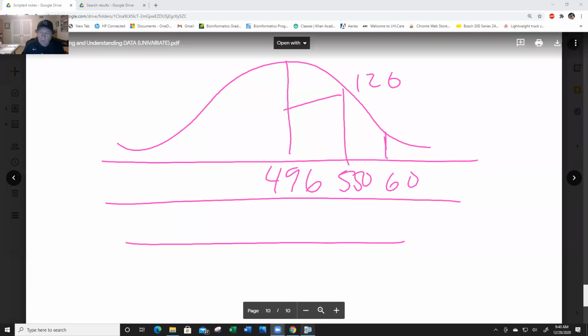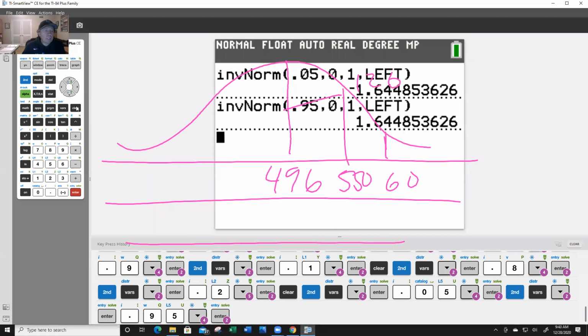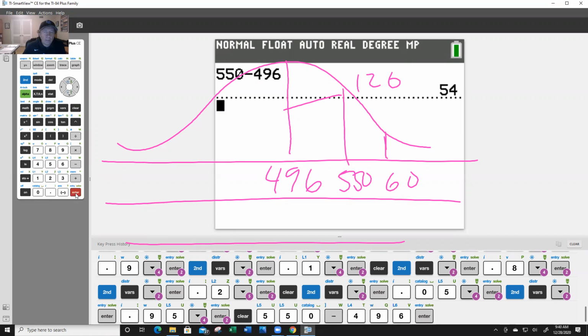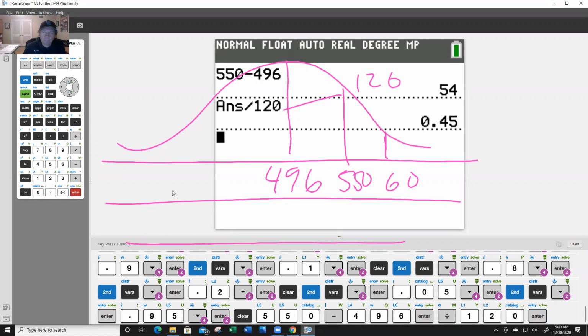All right, so let's get the z-score for 550 first. So 550 minus 496, enter, and divide by 120. Okay, so this has a z-score of 0.45. So let me draw that, 0.45. So we're actually a little further in here, 0.45.